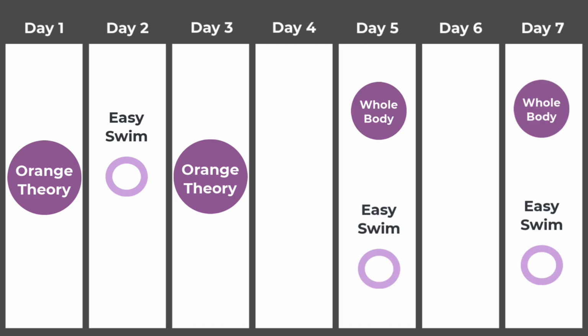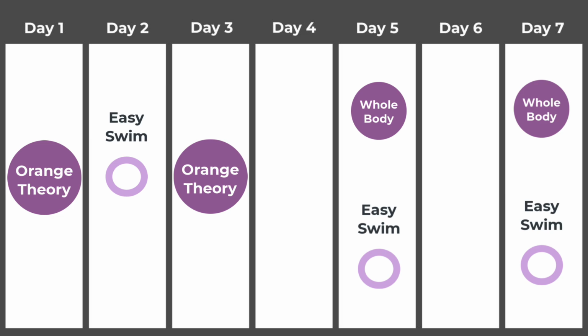This person is training 5 days a week, right? So there's 2 days off. It's a little easier to recover when we work out fewer days per week, but you'll see that they are actually engaging in 7 different workouts, right? 3 swims, 2 Orange Theories, and 2 whole body strength trainings. The reason they have 2 days off is because we've doubled up whole body strength training and cardio.